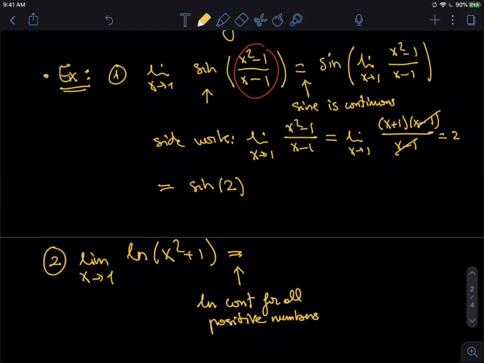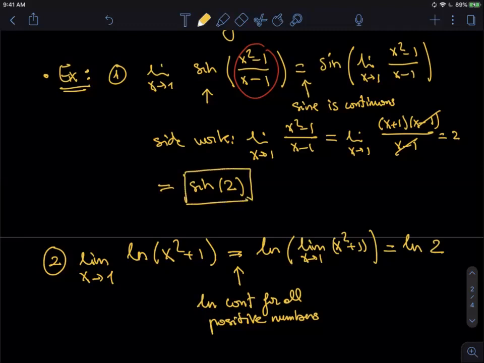So by continuity, we can just pull the limit inside the logarithm. So the limit as x tends to 1 of x squared plus 1. The limit respects the sum, we know this, so this is 2. So it's the logarithm of 2. Those are the results: sine of 2 and logarithm of 2.